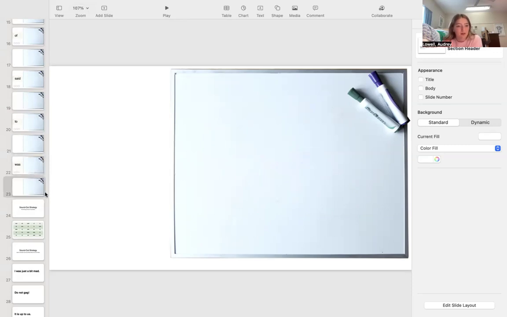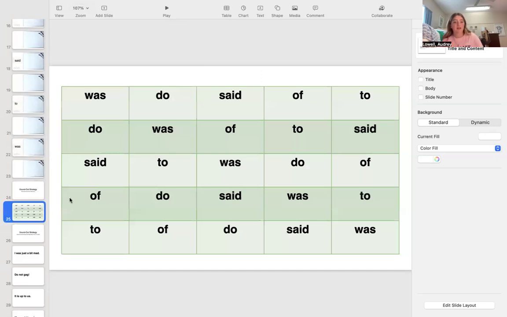Now, we're going to move on to some words that we have learned. So let's practice. I'll start the first one. We'll do the first row and I'll help you. Okay. This word is was. What is this word? Was. This word is do. What is this word? Do. This word is said. What is this word? Said. This word is of. What is this word? Of. This word is to. What is this word? To. Awesome.